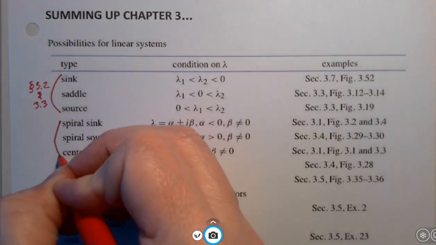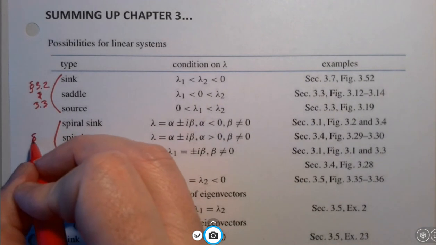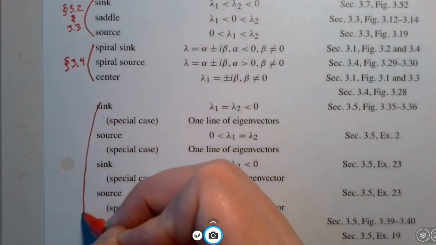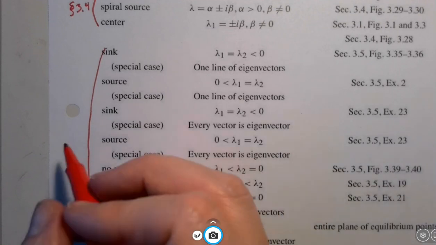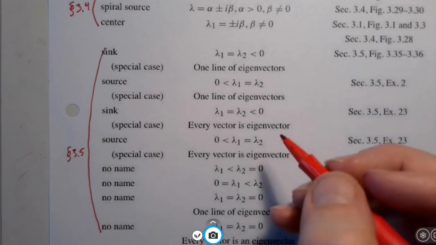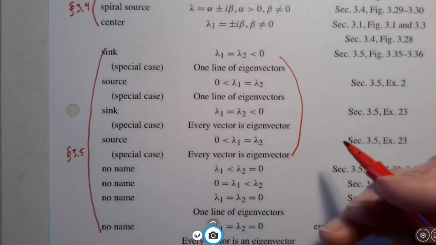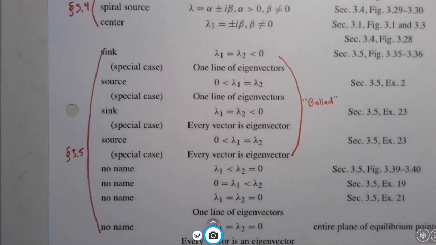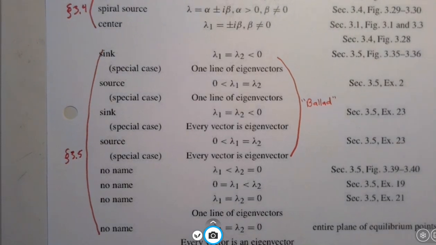The next couple that we run into right here are actually section 3.4. When you have spiral source, spiral sink, or center, where it's not spiraling in or out, that means you must have an imaginary eigenvalue, or two imaginary eigenvalues. And then actually all of the remainders, all of these are special cases that get dealt with in section 3.5. And specifically, these guys right here are the ones where we use the ballad, because you have a repeated eigenvector. Right?